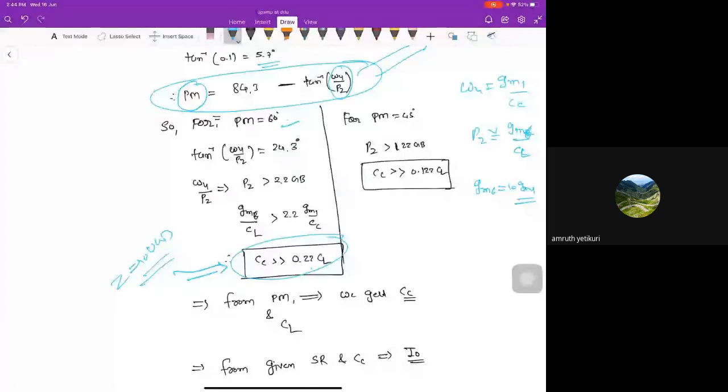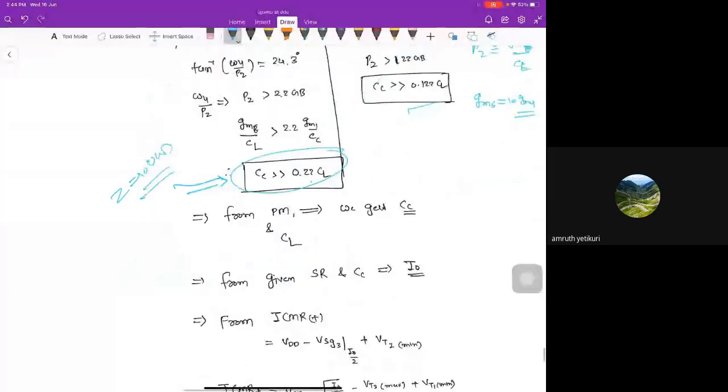You know CL, so you will get to know about CC. Similarly, for the phase margin 45, this is the relation and you will get this. So from the phase margin and the CL, we can get the value of CC. That's what I want to tell you. From the slew rate and the CC, because the slew rate is I naught by CC, you will get to know about I naught.